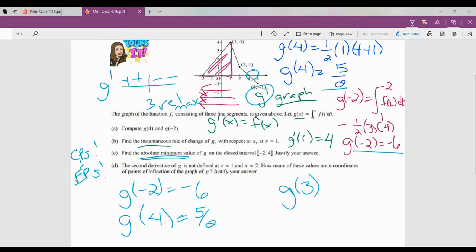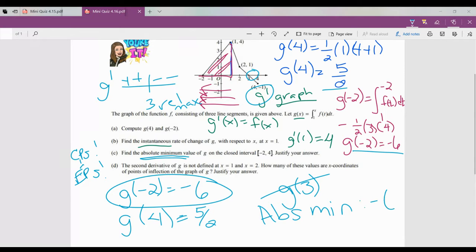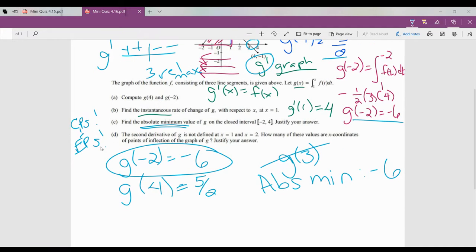So do we need to check 3? Nope, because it's a relative max. It's not going to be a minimum. All right, so now I look at my only two options, and I'm going to use this coordinate. So my absolute min is negative 6. How do I know? Justify my answer? I check the critical points and endpoints.